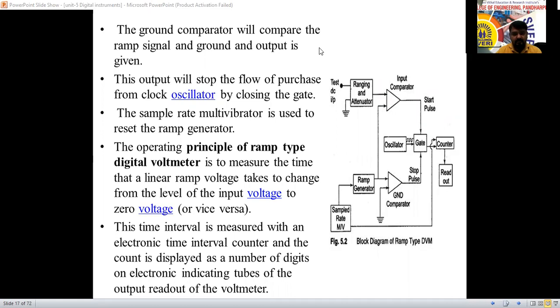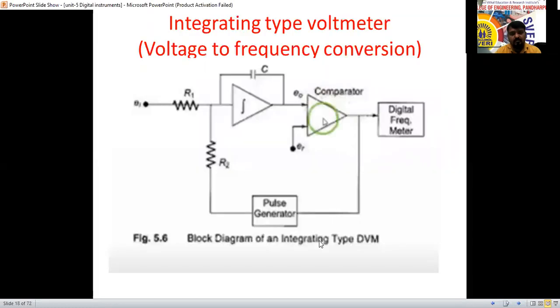Actually, the screen is visible. The integrating type digital voltmeter is visible. Yes, sir. So this is the integrating type voltmeter.